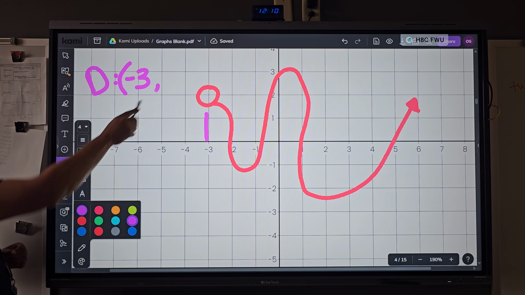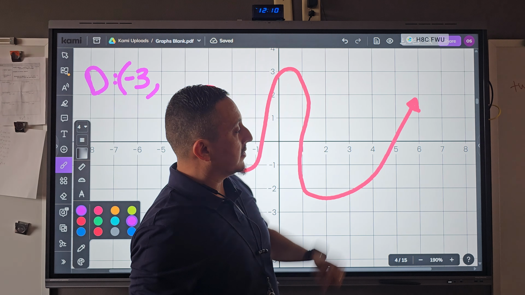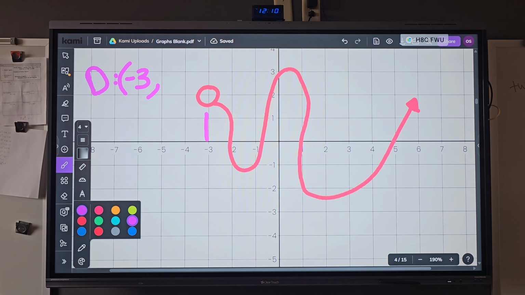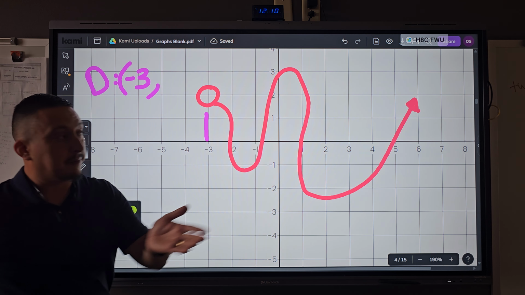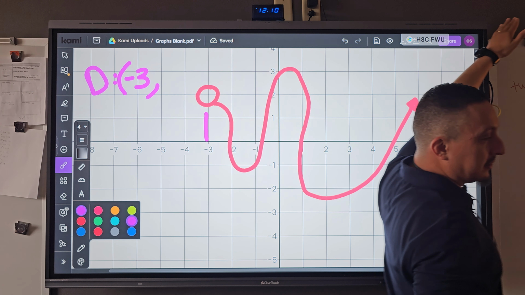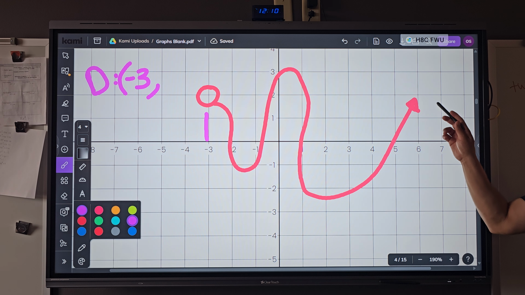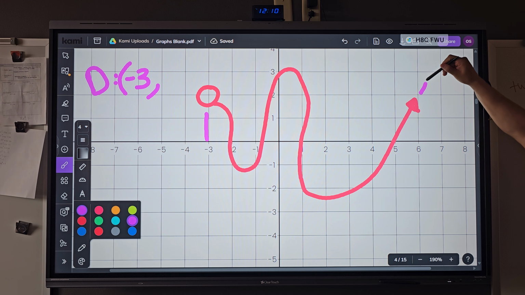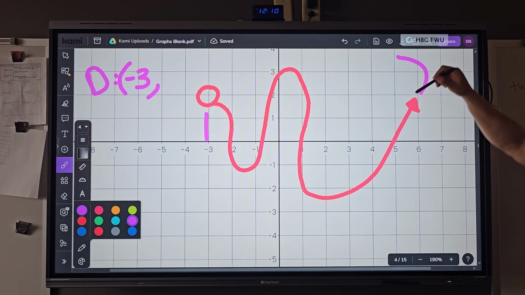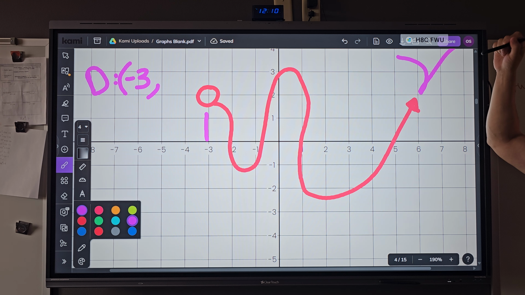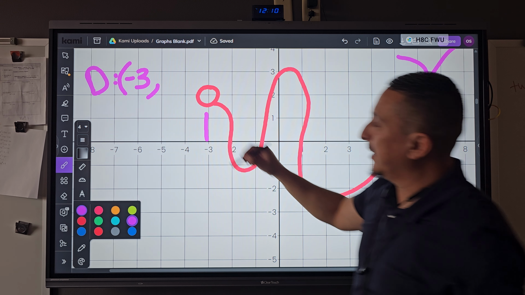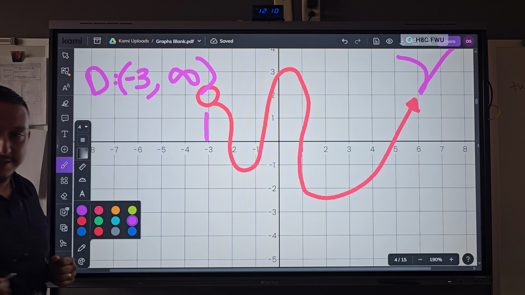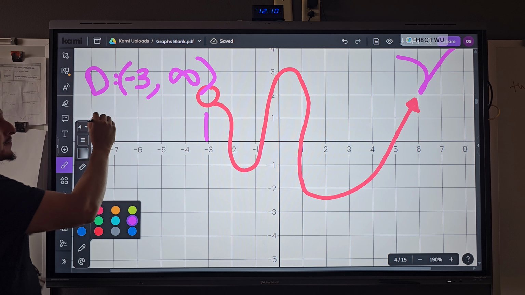Okay, and then I threw an arrow at you, right? So what's the most right value? Infinity, right? Infinity, that's what an arrow means. It just means it keeps going. When you see an arrow like that, it's never gonna switch its trajectory. For example, it's never gonna come back like that. You have to assume it's just gonna keep going that way, that way, that way. So it goes 8, 9, 10, 11, 12, infinity. Okay, so that's why it's infinity. And infinity, always parentheses.